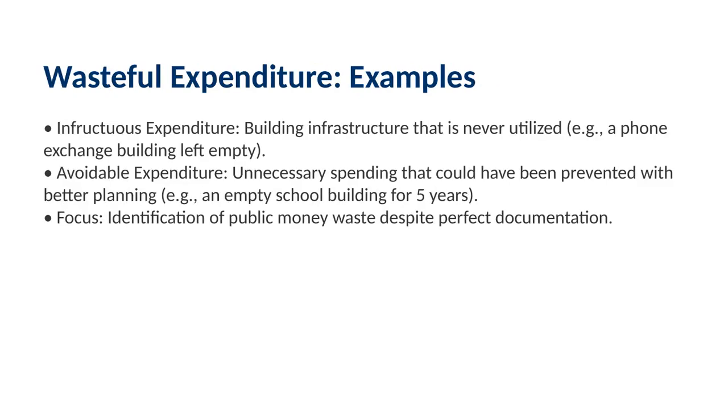Think of it this way: a transaction can be perfectly regular because all the rules were followed, but it can still be improper because it was wasteful. For example, imagine a government department builds a massive building to house a telephone exchange, and all the tenders and approvals are perfectly documented. But then the building is never used. From a regularity standpoint, it's fine. But from a propriety standpoint, this is infructuous expenditure. It's a complete waste of public money. Or imagine a school is built but remains empty for 5 years. That is avoidable expenditure.